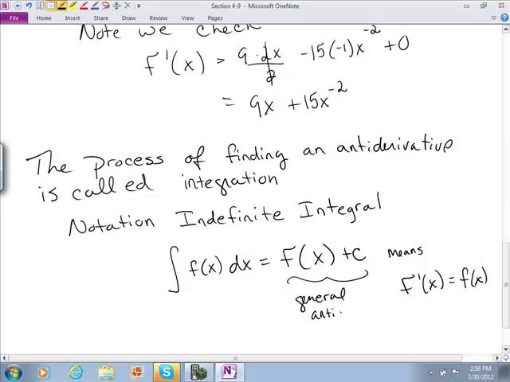antiderivative, or sometimes we hear the word indefinite integral. Indefinite integral. So those are some new words for you.